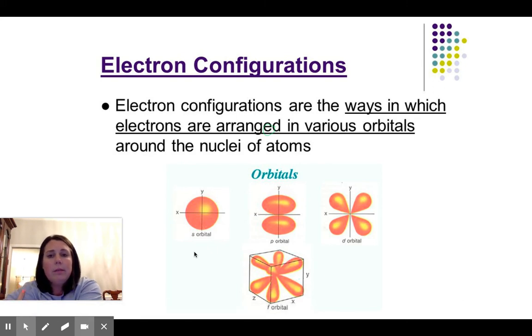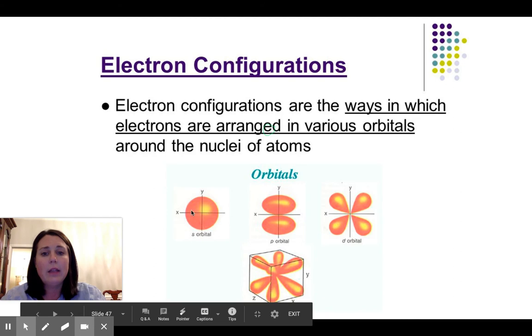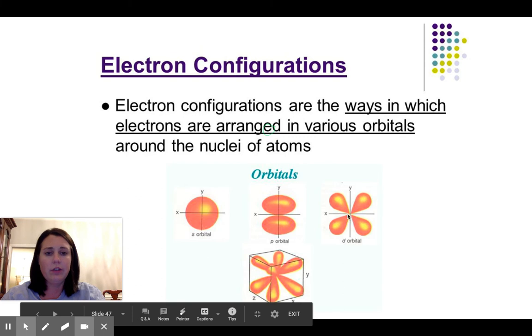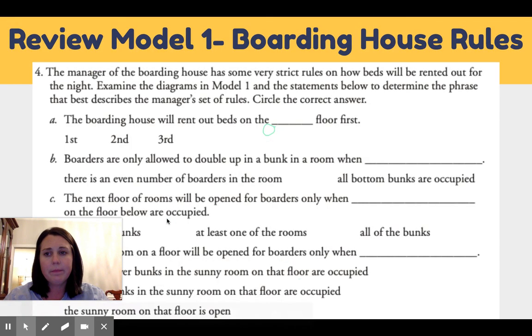So electron configuration is basically just the way that electrons are arranged in what we call orbitals that surround the nucleus of the atom. The orbitals are the actual paths that these electrons can take. And here you can see all the different shapes. So this one looks like a clover. This one looks like it's going in all kinds of different directions. Okay, so they're very different.